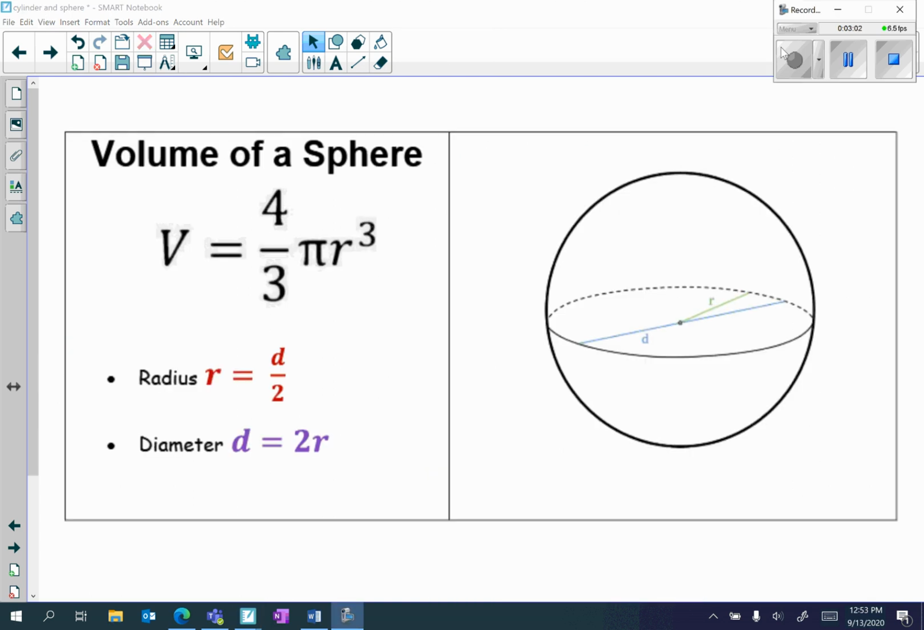Next, we have volume of a sphere. Volume is equal to 4/3 pi r cubed. Now remember, the radius is equal to the diameter divided by 2, and the diameter is equal to 2 times the radius.